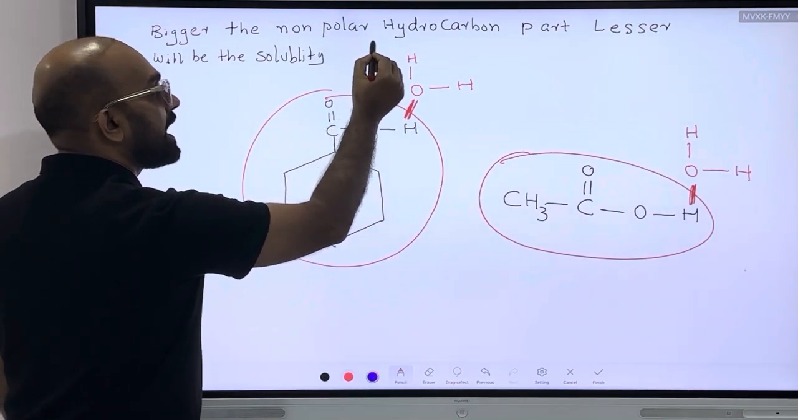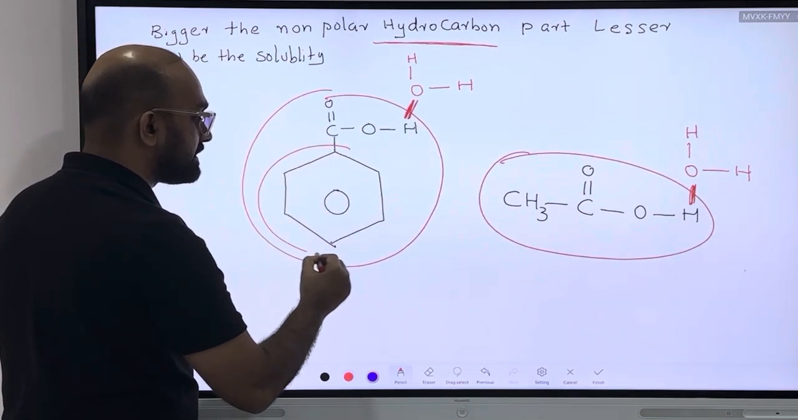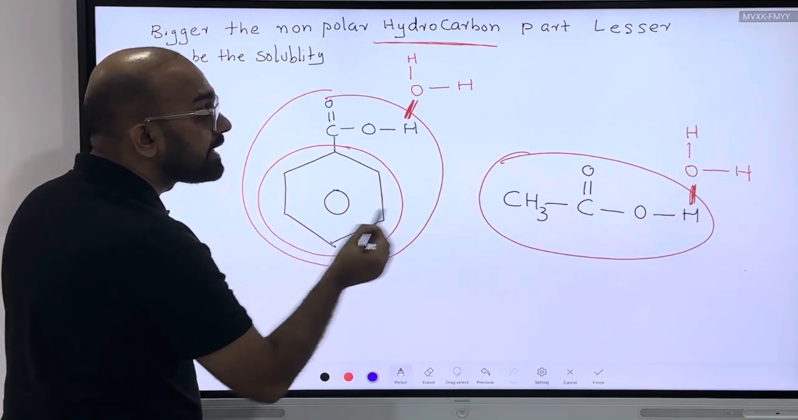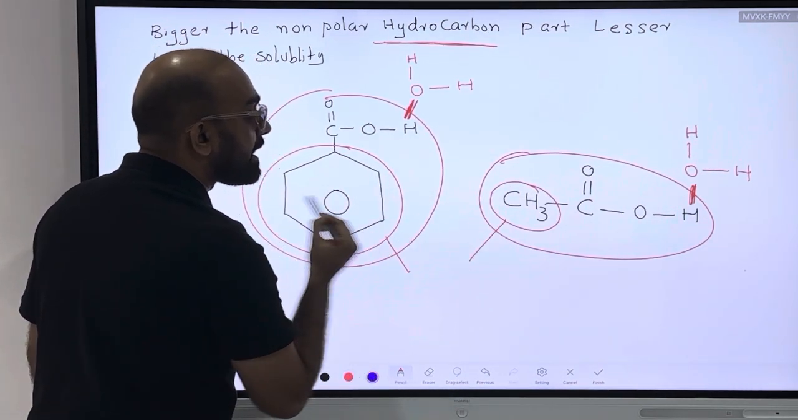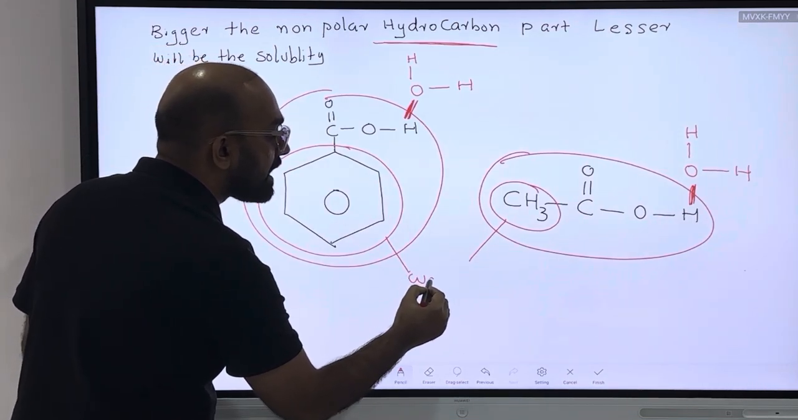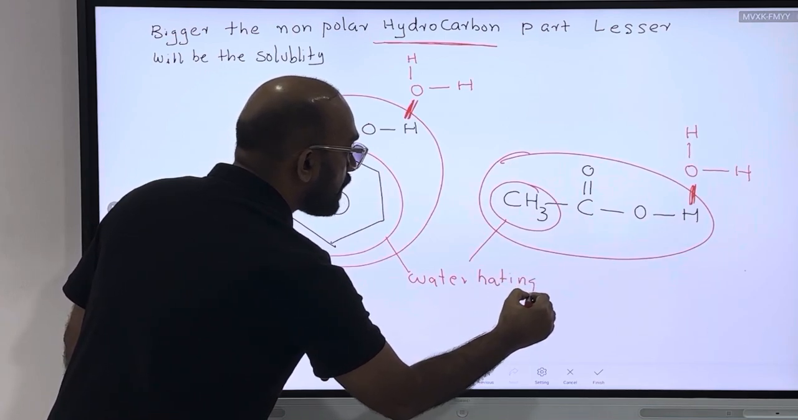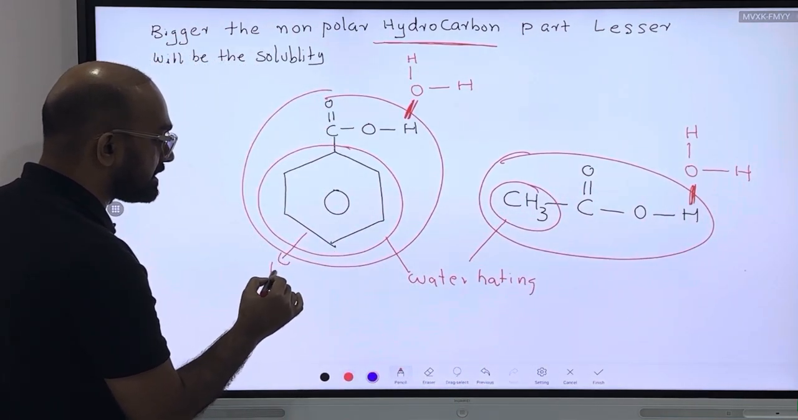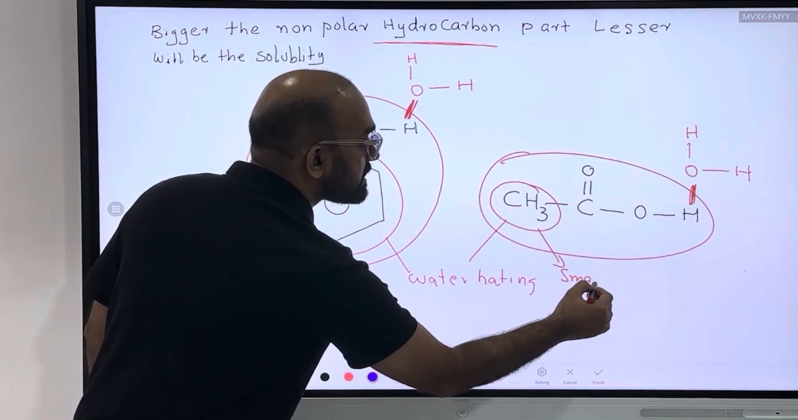For that, we have to check the hydrocarbon part. Here, the aromatic ring is the hydrocarbon part, and here you can see a small methyl group. See, the hydrocarbon part is the water-hating part, right? Okay, now here it is a very big water-hating part, and here you can see it's a very small water-hating part, right?